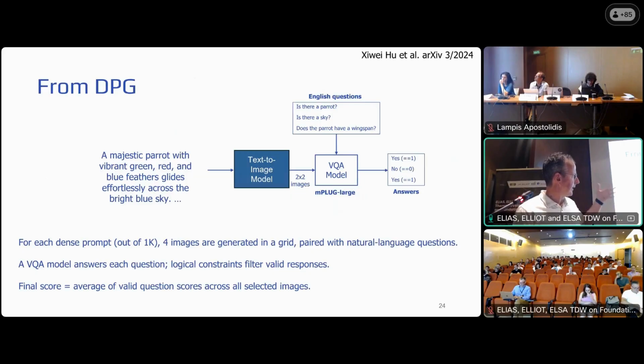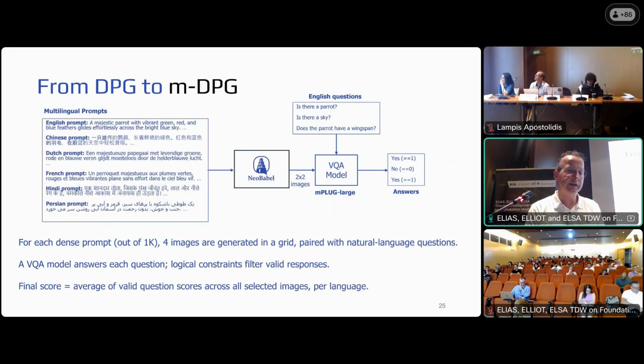Given a prompt and a text-to-image model, let it generate 4 different images. Put them in a grid and then let them be evaluated with a visual question answering model based on paired questions that come with the prompt. Here they use mPLUG large as the VQA model. The output is then verified, and so you can score your model. Again, the multilingual extension is easy. Just create 6 different languages and then you're up and running.